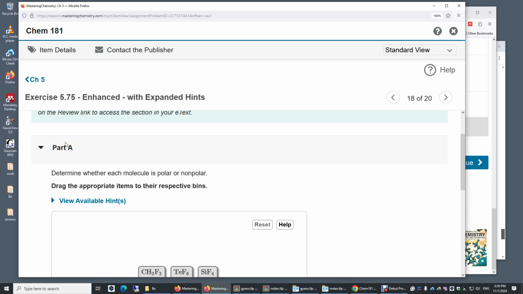Chapter 5, Exercise 5.75. Part A. Determine whether each molecule is polar or nonpolar.